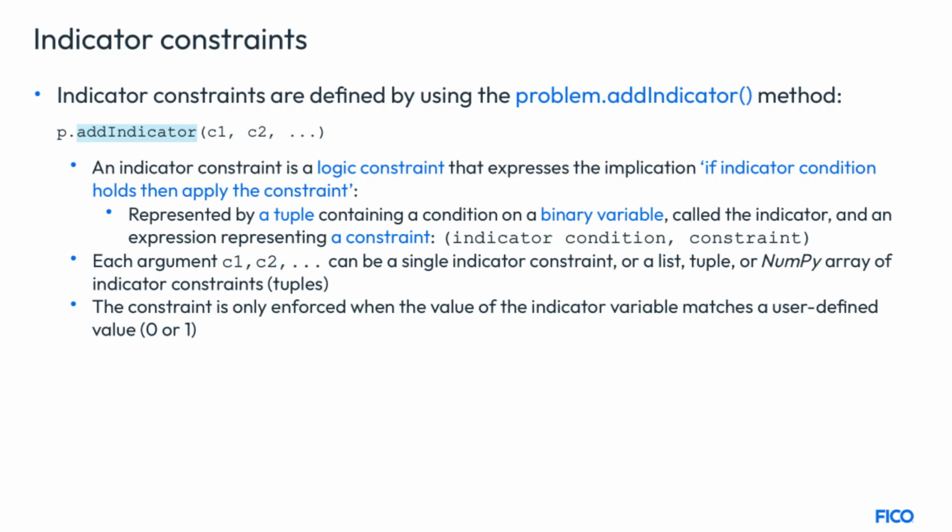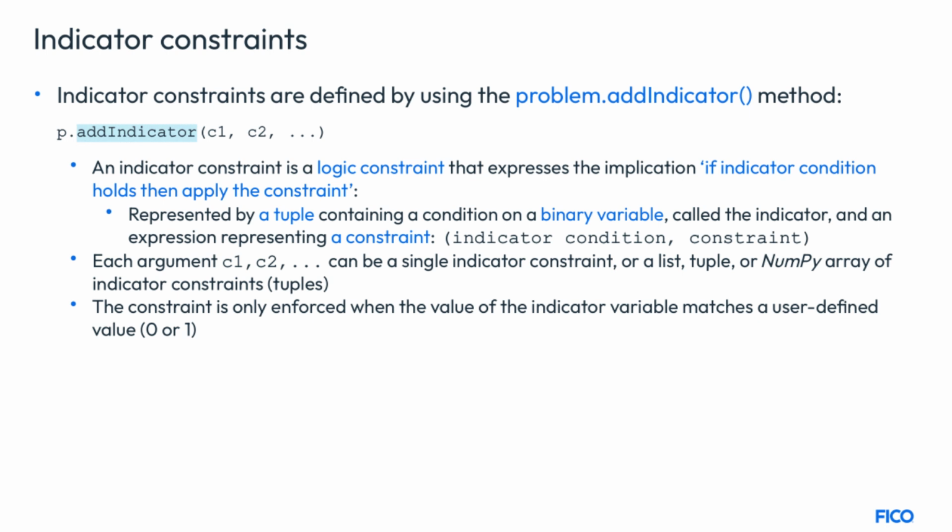Indicator constraints are logic constraints that enforce a certain constraint in case a condition holds on a binary variable of an optimization problem. The p.addIndicator method of the Xpress Python interface creates and adds indicator constraints by passing a tuple that contains the condition on the binary variable and an expression containing the constraint to enforce.